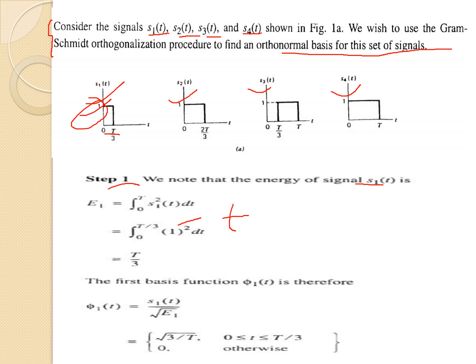We all know the integration of 1 with respect to t gives t, so it is T by 3. The first basis function phi 1 of t is therefore given by the formula phi 1 of t equals s1 of t divided by root E1. So we can write phi 1 of t as root 3 by T, where 0 is less than or equal to t less than or equal to T by 3, and 0 otherwise.